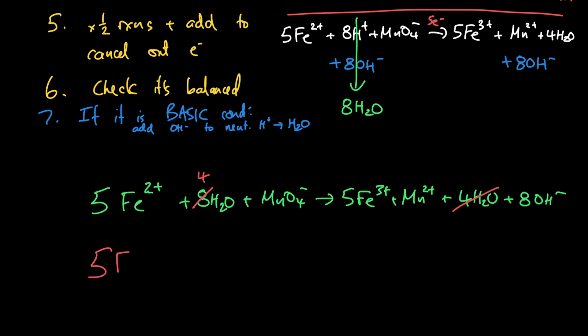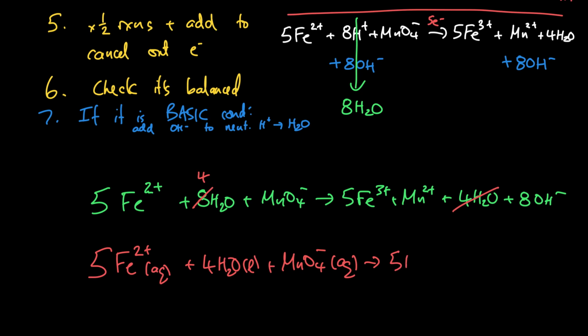If we wanted to be all fancy and put the state symbols in, we could say 5 iron 2s and 4 water molecules, and a permanganate ion, which is a beautiful purple color, by the way, gives you 5 iron 3s, a manganese 2, and I didn't have enough room, did I? And 8 hydroxide ions. So that would be the final balanced equation if it was under basic conditions.